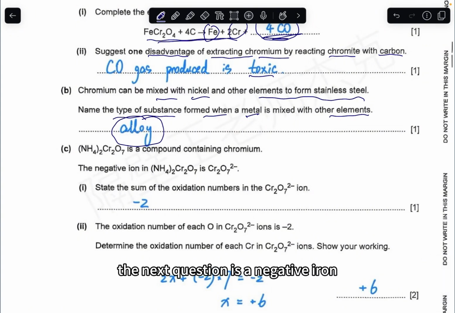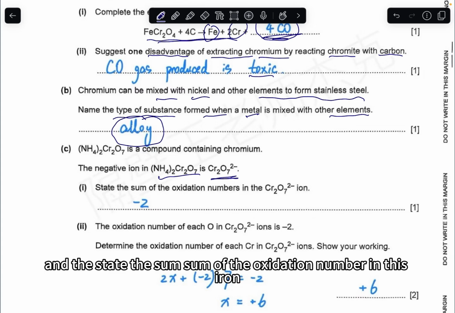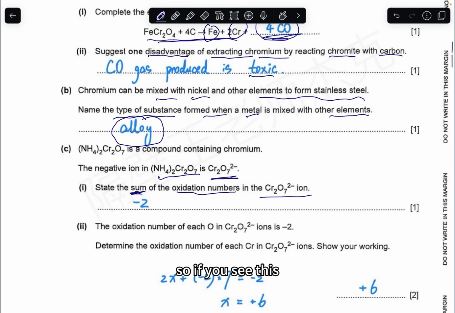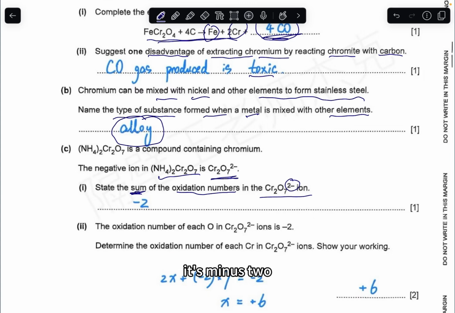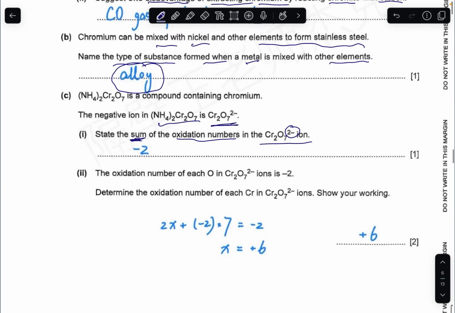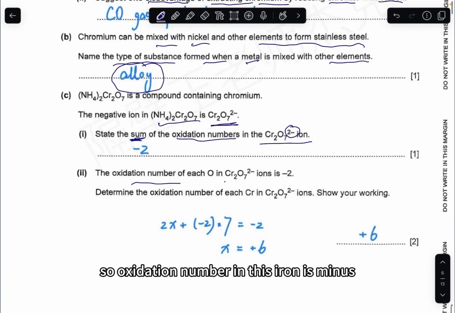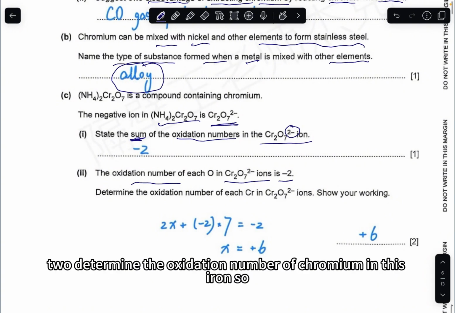The next question is, a negative ion has this structure, and state the sum of the oxidation numbers in this ion. So if you see, this sum actually shows us how much charge this ion has. So it's -2. So the sum of the oxidation numbers in this ion is -2.